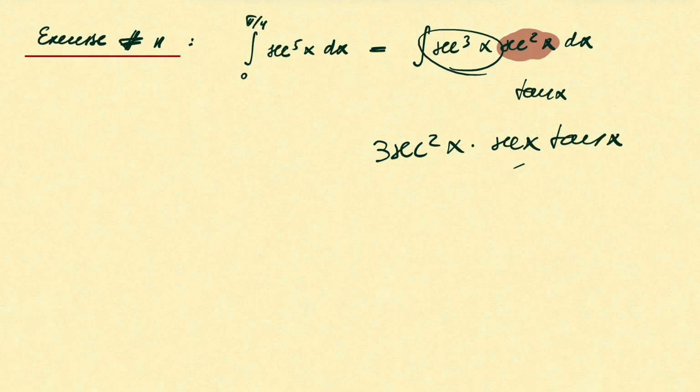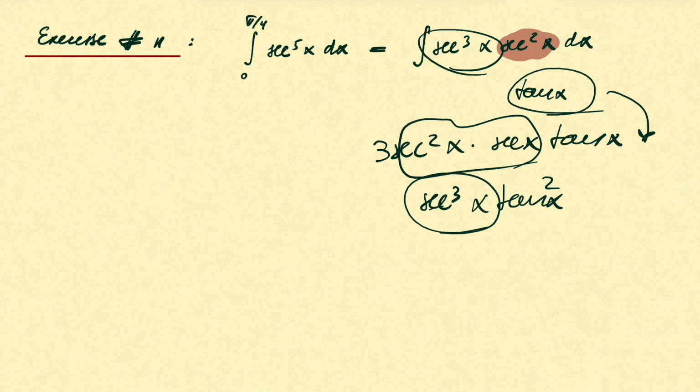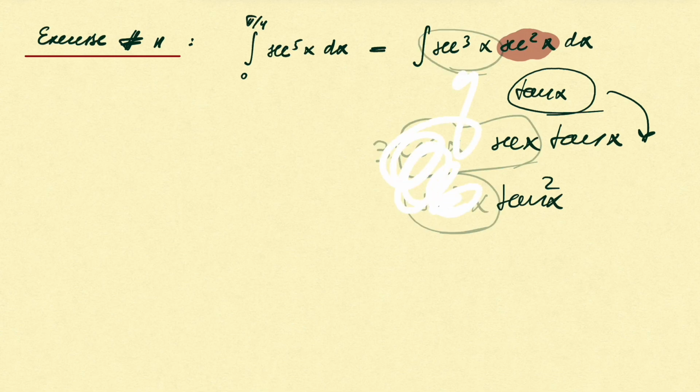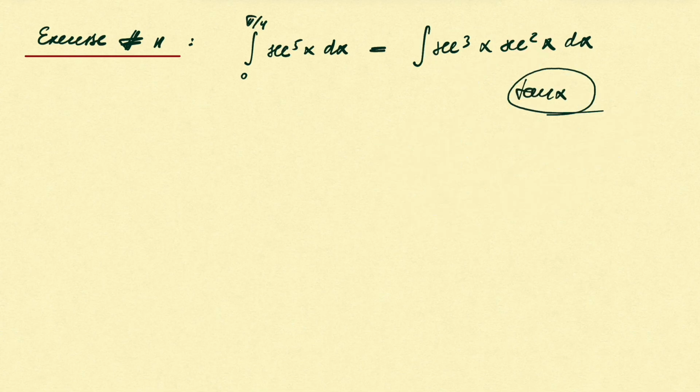Then we have the form of secant cubed x times tangent x, but we also have tangent x here after using integration by parts, so it will be tangent squared x, right? I hope it's right. So then we'll again have secant x. So it's just a short outline, because we have a degree of 5, I suppose we'll deal with the integral of secant x multiple times.